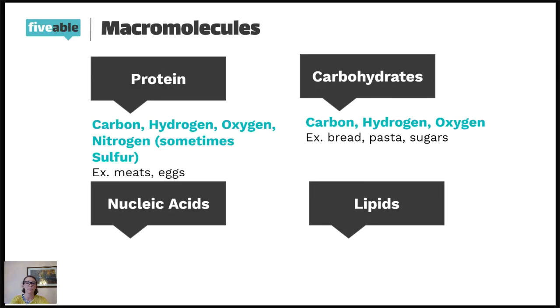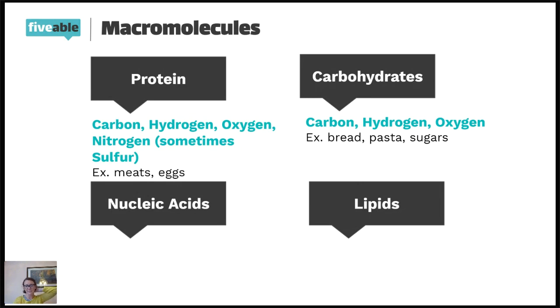Carbohydrates are simply carbon, hydrogen, and oxygen. So they don't have the added nitrogen like a protein. They're very, very simple, and that helps define them, and they're mainly going to be used for energy. But I don't want to go into too much detail about carbohydrates just because in our intro to macromolecules, we'll talk about them more in depth.